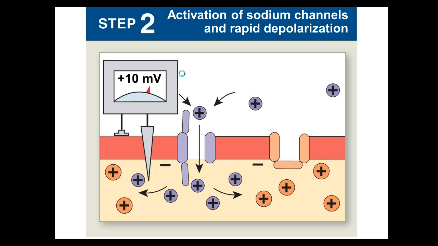Well, notice that we went way past negative 55 and now we're in the positives towards positive 30. When that happens, notice that your sodium voltage gates are open, so sodium can rush in. I also want you to notice that sodium is not just staying in one spot. Sodium diffuses to the next area. That's really important. So we're going to go all the way to positive 30, rapid depolarization. And once we hit positive 30, what do you think is going to happen?